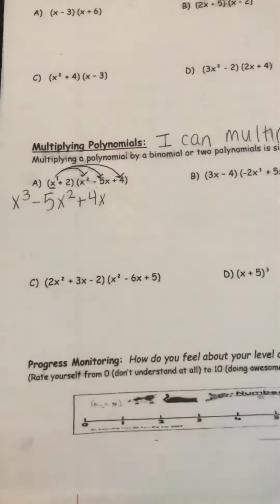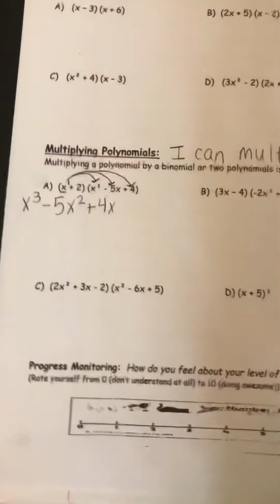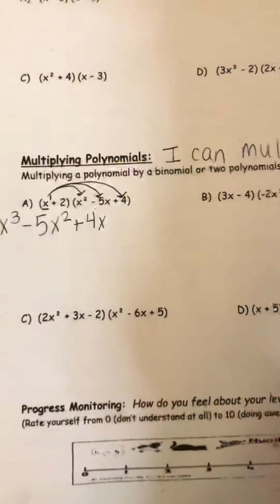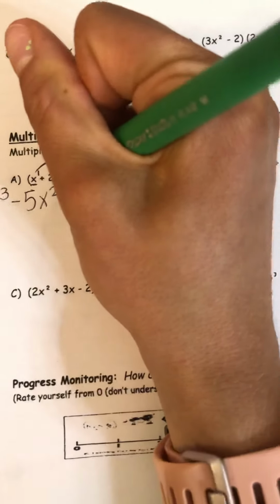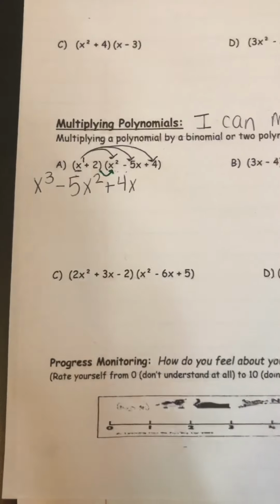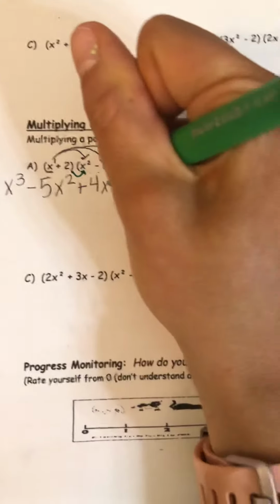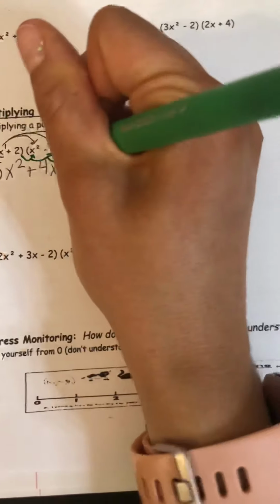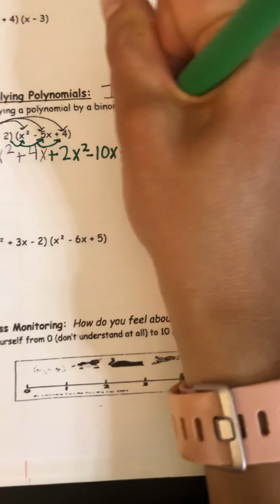Okay, I'm going to use a different color for my second set of distributions just so you guys can see my steps a little bit better. I should have left another little space there for the arrows. I'm going to do 2 times x squared. Positive 2 times x squared is going to give me 2x squared. And then 2 times negative 5x is going to give me negative 10x. And then that 2 times the 4 is going to give me 8.